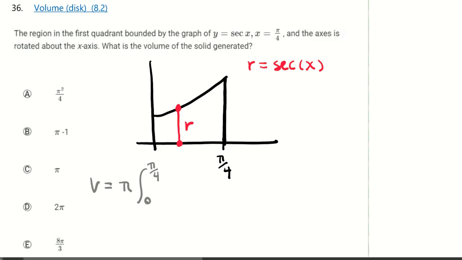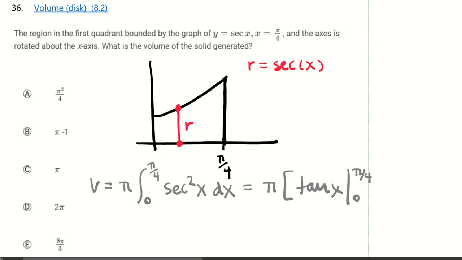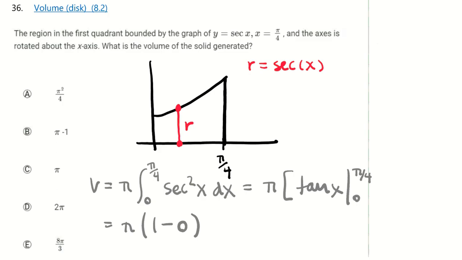But since r is secant x, r squared will be secant squared x. And I know an antiderivative for secant squared x, that's tangent x. It's the second time we've run into that in this video. From 0 to pi over 4. And so this would be pi times the tangent of pi over 4 minus the tangent of 0. And yes, you definitely need to know those values of tangent. You could compute tangent by doing sine over cosine, or you could draw the triangle, whatever you wanted. And that's just going to be 1 pi.